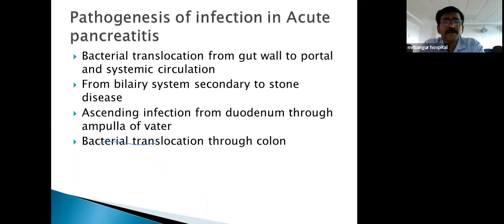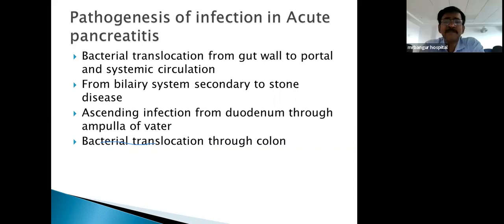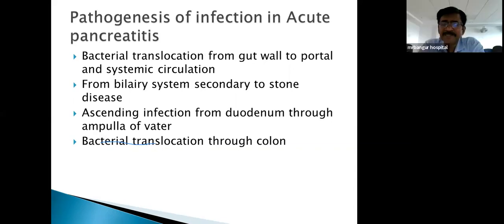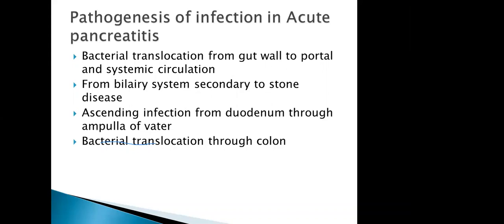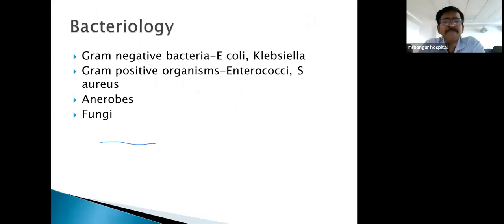So what happens as septic complication of acute pancreatitis? Once there is acute pancreatitis, the patient has acute paralytic ileus. There is bacterial translocation from the gut wall to the portal and systemic circulation. And if there is an associated biliary system obstruction due to stone, there is ascending biliary infection. There may be ascending infection of the duodenum through the ampulla of Vater. And because of the ileus, there is bacterial translocation through the colon also. And this, like other GI infection, can be a mixed flora, including anaerobes and fungi.